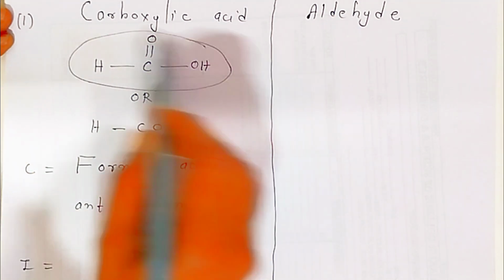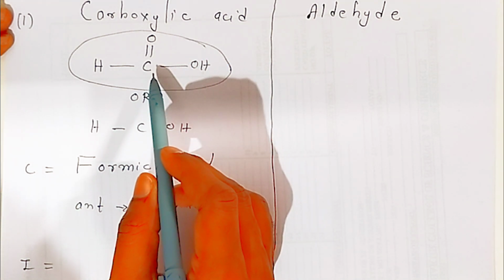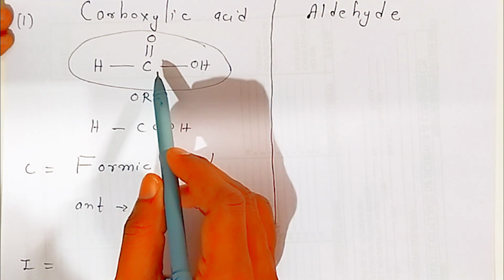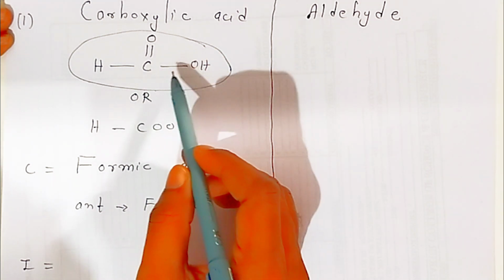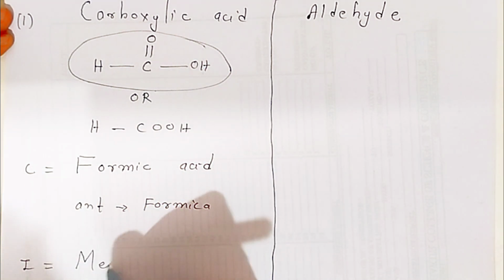Since this molecule contains only one carbon, which type of hydrocarbon is it? Methane. I have already told you, the E is replaced by OIC. So we call it methanoic acid.